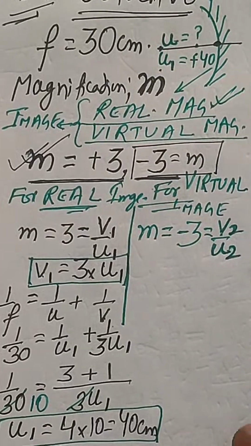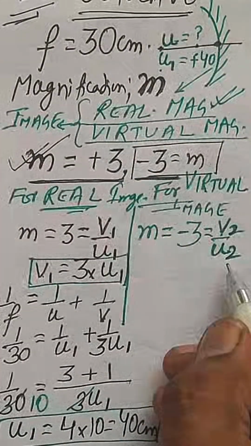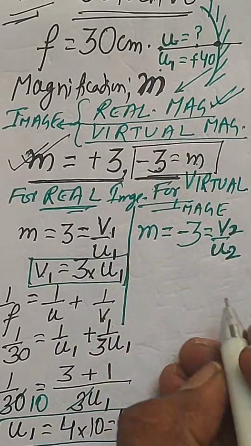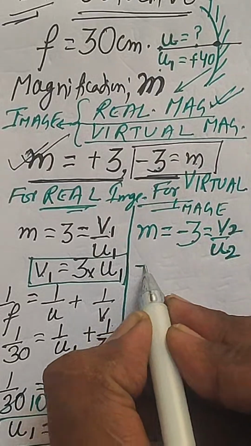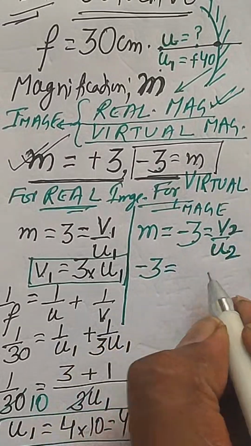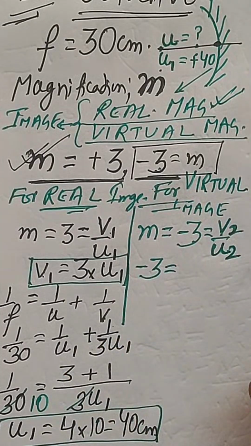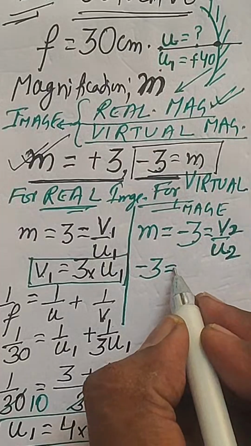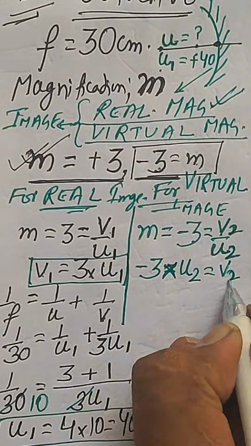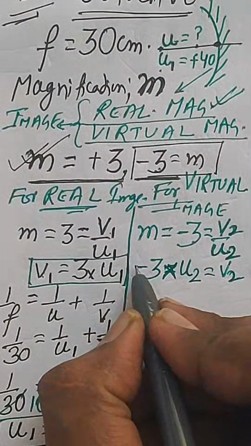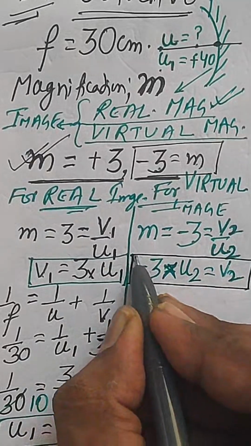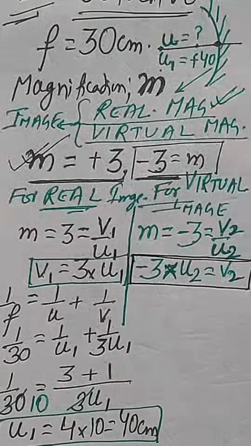You are right. m equal to minus 3 will be v2 by u2, and similarly m equal to, as the value of minus 3 is given to you, so just put it over here, minus 3. For the second case we are calculating minus 3 equal to v2 by u2, and from here minus 3 into u2 will be the value of v2 which we calculated. Now again, using the mirror formula, we will try to calculate the second portion.